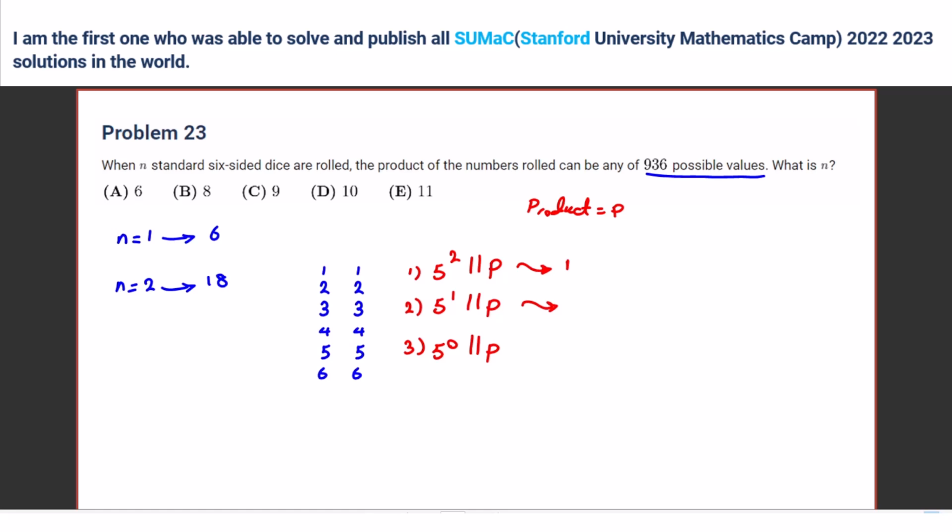4. 5. 5. Because we have one 5 and the rest can be one of these 5 cases, right? Now let's consider 5 to the 0. So it means that there is no 5, right? So we can erase these two 5s. So we have this. Okay.